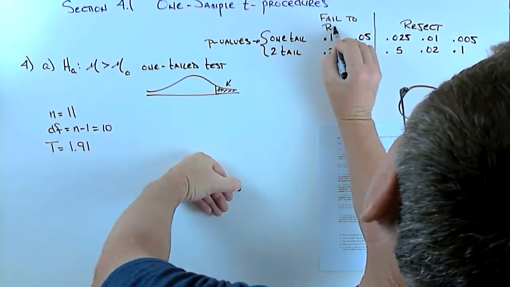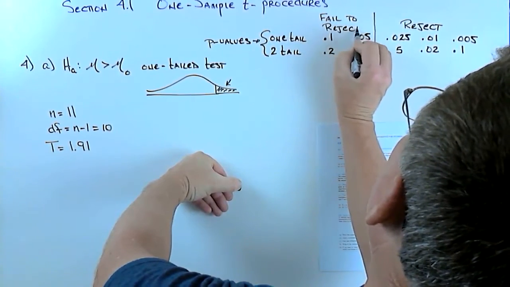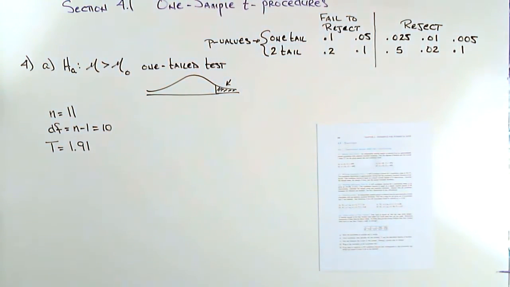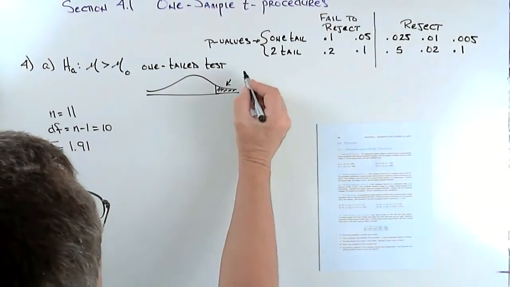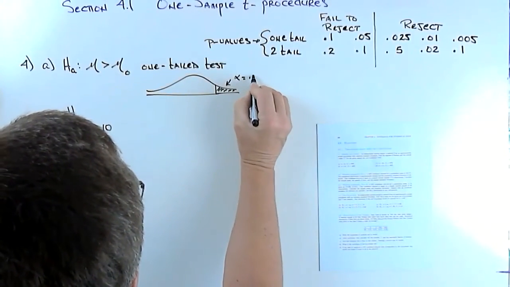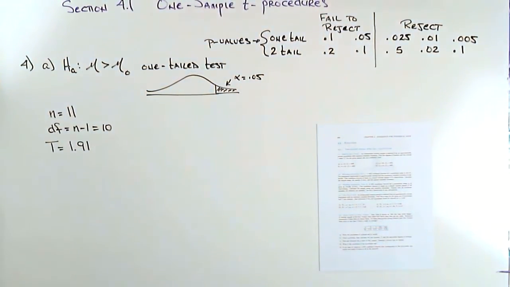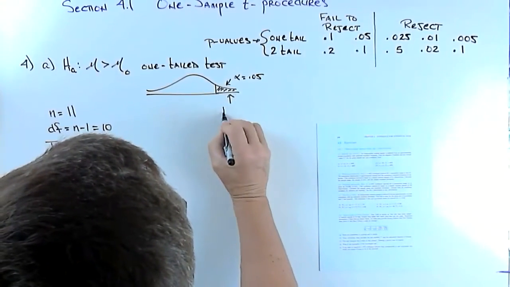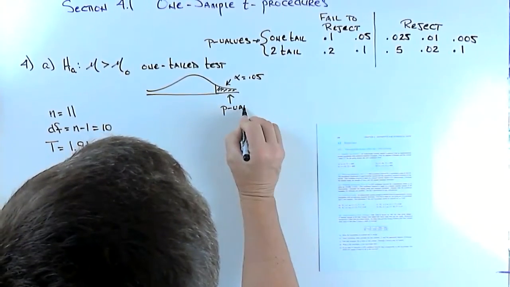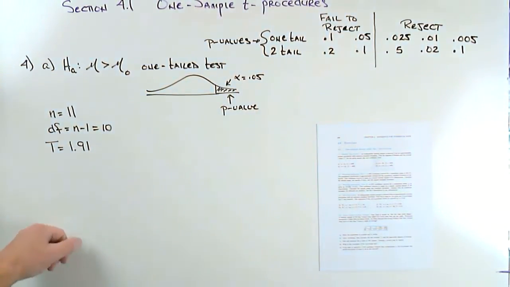I wouldn't label these on the t-table that you were given in class because we don't know. It may not be alpha equals 0.05 in the problem we're working on. But in this problem, problem 4, they told us our rejection region is alpha equals 0.05, right? So if we end up with a p-value in this area here, smaller than that, then we're going to reject.